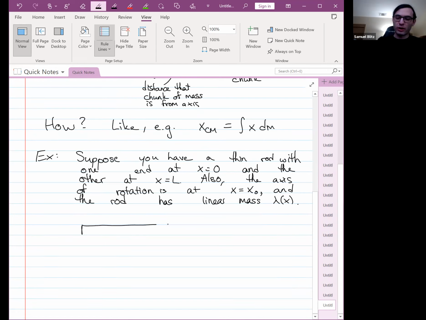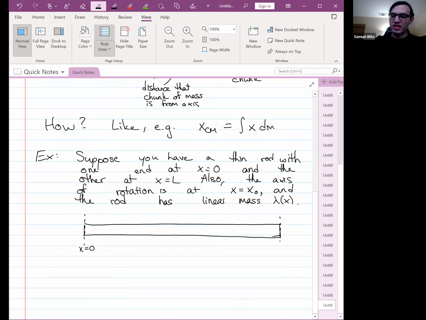So our picture looks something like this. The one end is at x equals 0, let's say the left end. The right end is at x equals L. And then somewhere is an axis of rotation. So let's say the axis of rotation is this line here at x equals x naught. So the whole thing is rotating about that axis, and we'll just indicate it that way.